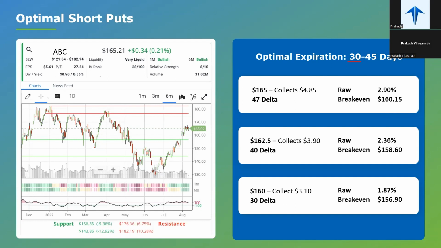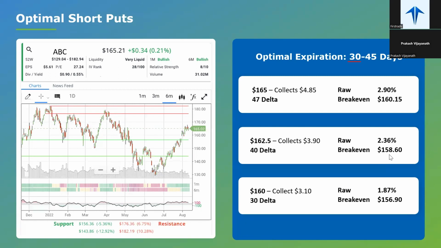The 47 delta, we all know what delta means. It's the move in the value of the option contract relative to a $1 move of the underlying. However, when it comes to income strategies, you want to view delta in a more probability-based approach. So 47 delta tells us that there's a 47% probability that this option will expire in the money, or in other words, a 47% probability that ABC will be below 165 by expiration. That's an important thing to keep note of. Now, the next strike price that we have is 162.50. This collects $3.90, a slightly lower raw return because it collects less premium.